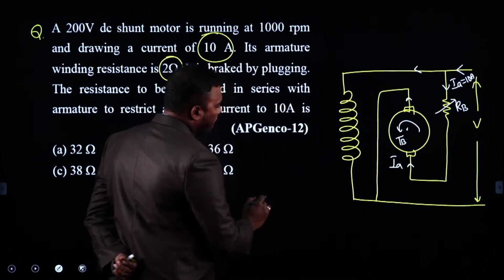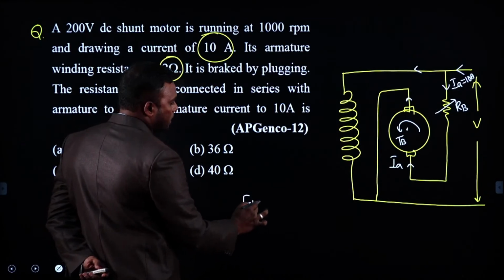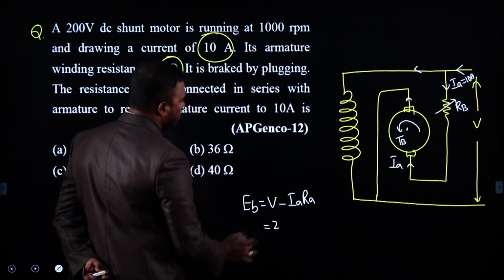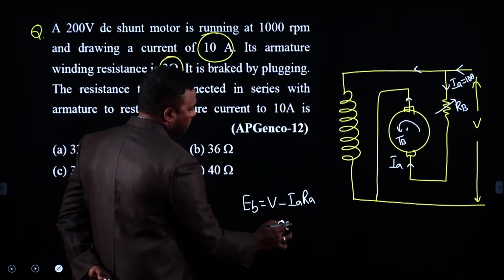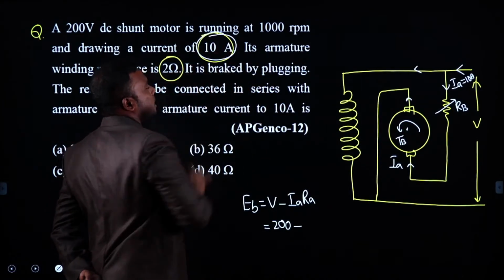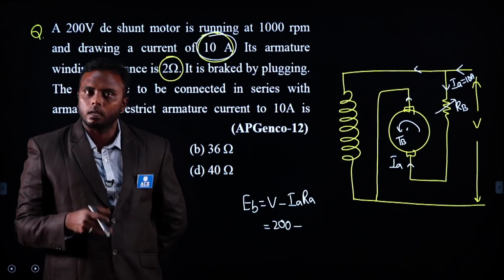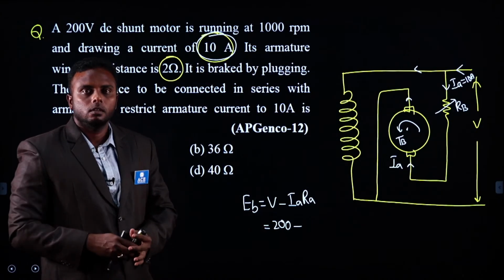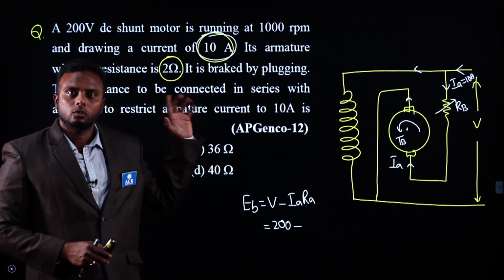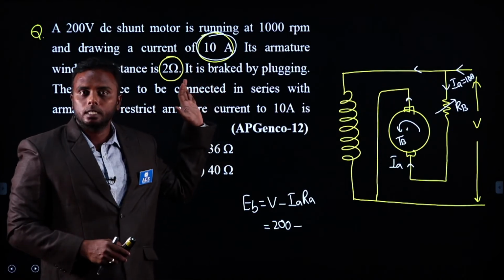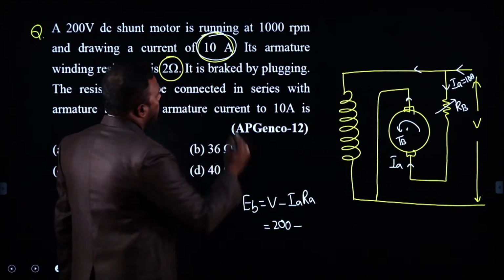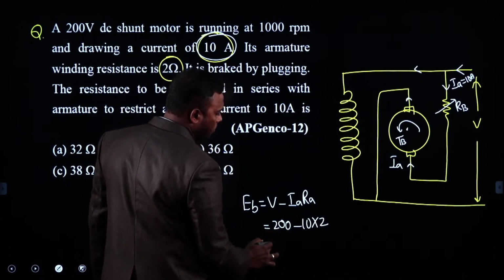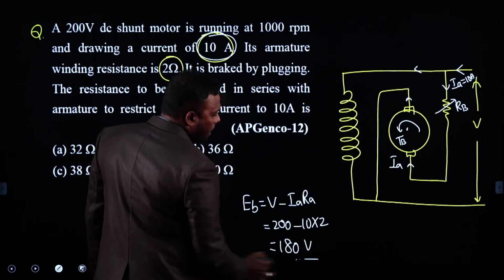So first calculate back EMF of shunt motor, EB. What is EB? V minus IA RA for shunt motor. V is 200, IA is 10 amperes given, but it is not mentioned clearly whether it is load current or armature current. If you take it as load current, you cannot solve this because field resistance is not given. So in such a situation, you have to consider that as armature current only. Then IA is 10, armature resistance is 2 ohms.